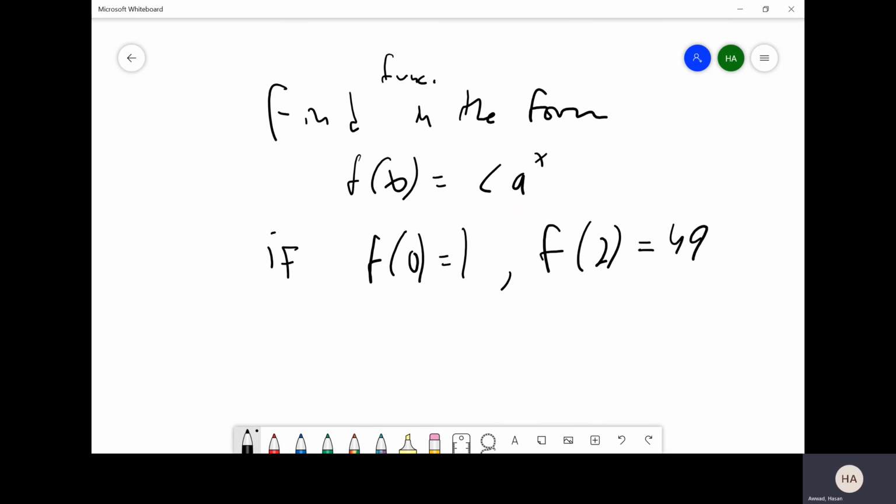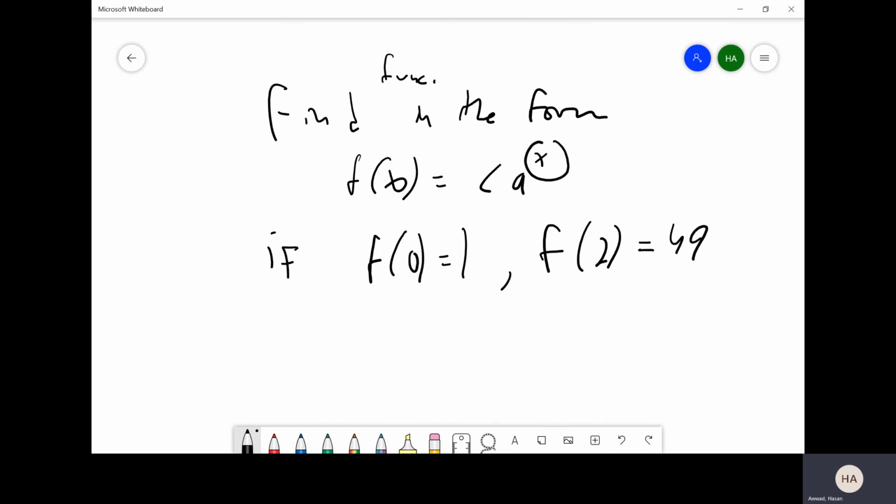Okay, so how do we approach this? Well, what we have to realize is what is unknown here. I want to find a function in this form, right? So what are my two unknowns? Well, I have to figure out what c is, and I have to figure out what a is.